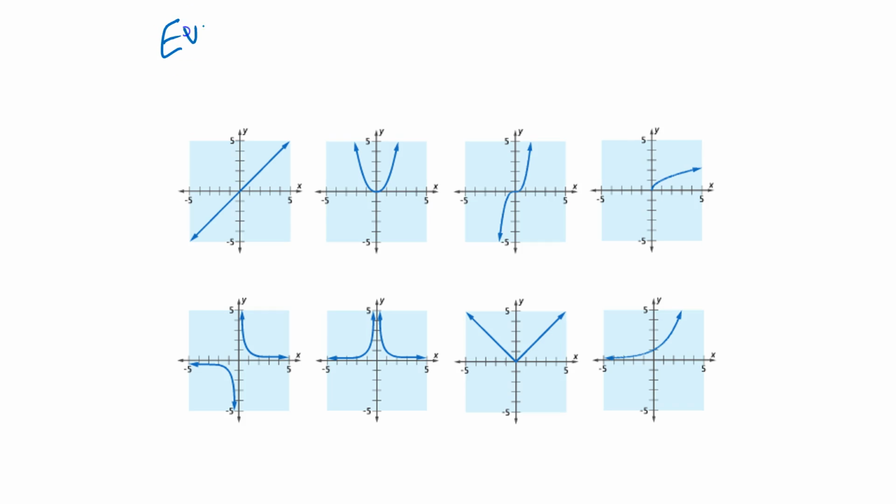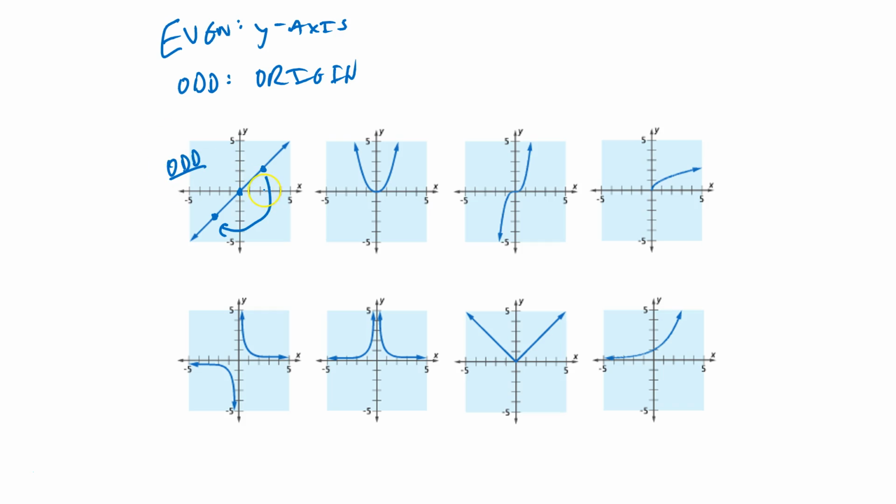So remember, even means that we have that y-axis symmetry, and odd means we have that origin symmetry. So let's take a look at these. This first one looks like, if we take a point up here, it rotates around the graph to the same point on the other side. Looks like that's rotating around the origin. So we have origin symmetry there, which means that this is an odd function.